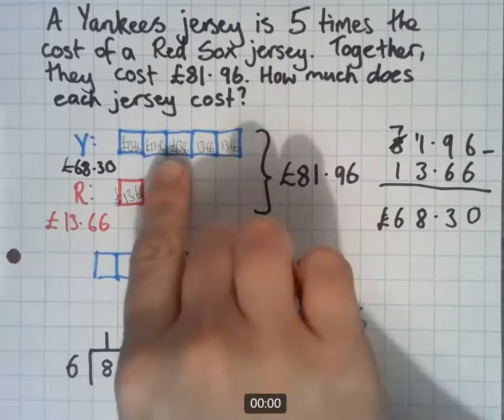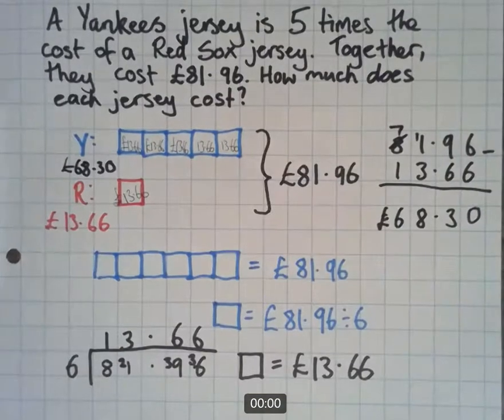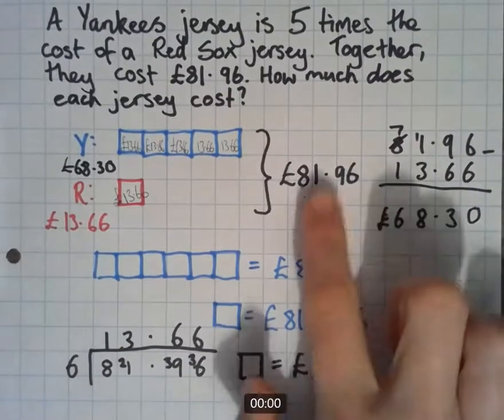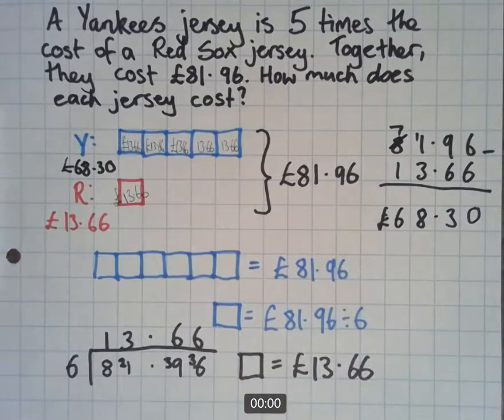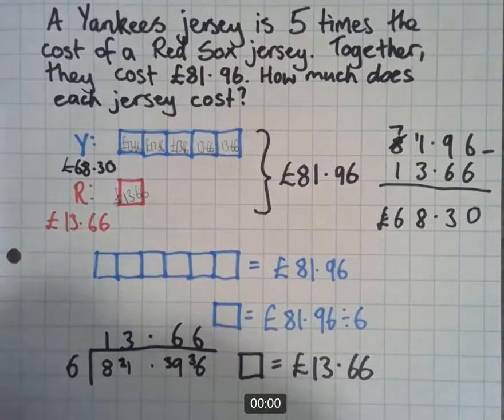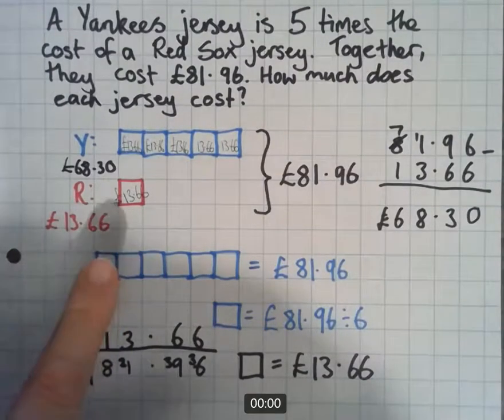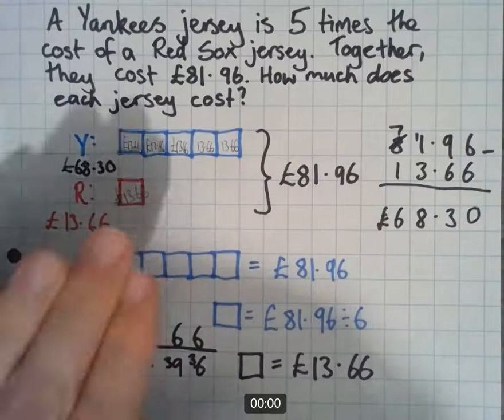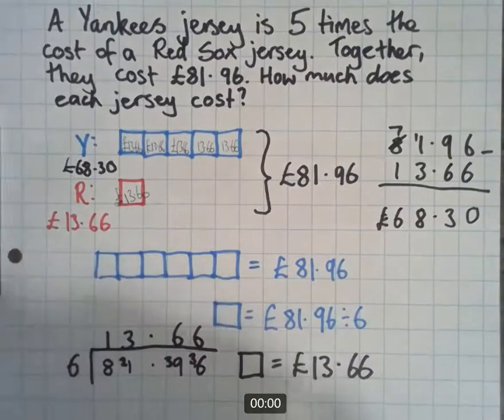So we did originally the 5 times 1366, or you can take the total and just take away the Red Sox jersey there. But hopefully that's useful. Obviously the questions in your extension task today aren't identical to this one, but it should very much help you. Sometimes it might say 3 times the cost, 4 times the cost, those kinds of things. But then just think, whatever your smallest value is, if it's 4 times the cost, it's going to be 4 of those. If it's 3 times the cost, it's going to be 3 of those.